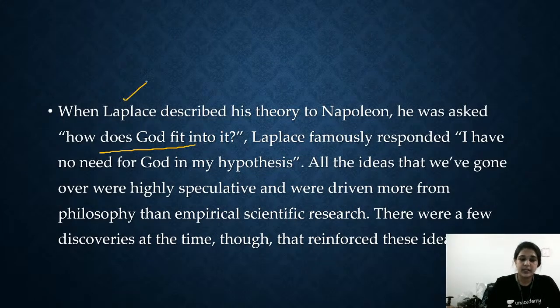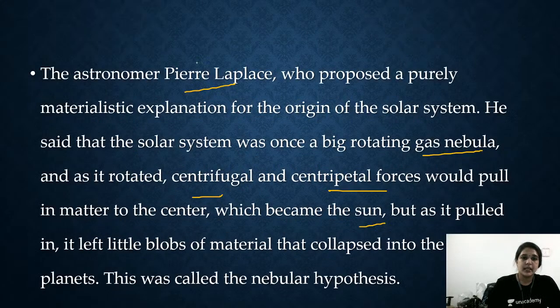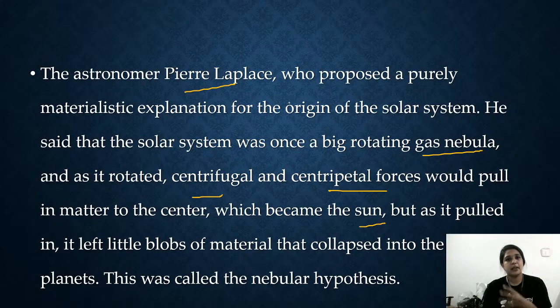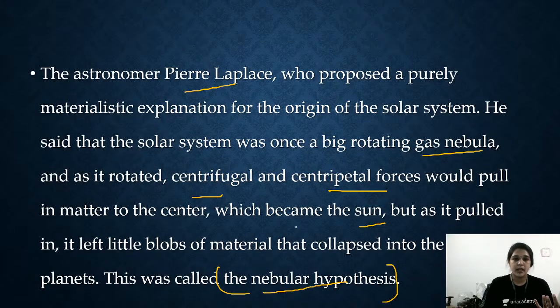Okay, so we just saw the astronomer Laplace explaining that it was initially a nebula that was rotating, and during the rotation, the centripetal and centrifugal force pushed the matter to the center. That is how it all collapsed and left little blobs of material that formed into different planets. This was called the nebular hypothesis. Fine, nebular hypothesis, Laplace.